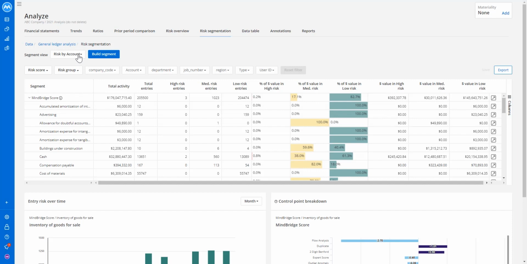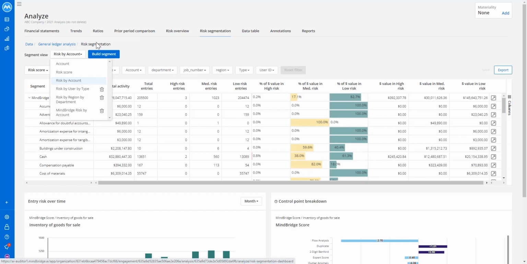This dashboard is dynamic and can be broken down in a variety of different ways, leveraging various risk drivers such as accounts, users, regions, types of entries, and other fields relevant to your organization. Let's walk through a couple examples of how the risk segmentation dashboard can be leveraged. In the first segment view, we'll look at the risk by account.